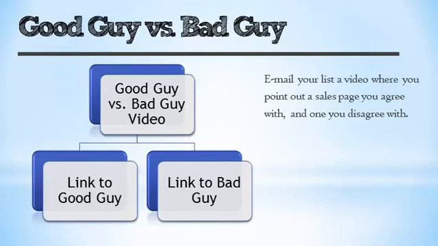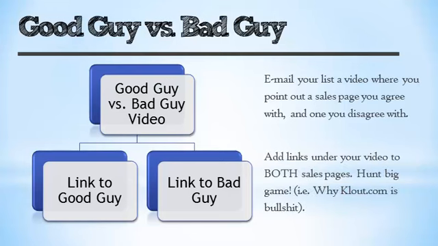But look, if you want to check them out, here's a link to the good guy's video, here's a link to the bad guy's video, okay? And you drop your affiliate link to both videos, okay? So you email your list a video where you point out two sales pages, one that you agree with and one that you disagree with. And then you add links to both under your video, to both sales pages, okay?